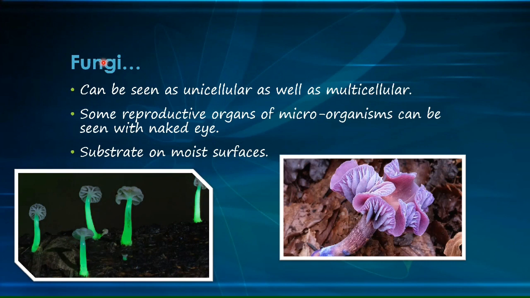So the other one is fungi. Fungi can be seen in unicellular as well as multicellular forms. Some reproductive organs of microorganisms can be seen with the naked eye. You can see here, we simply call this a mushroom. This is the reproductive organ of this fungi. And they substrate on moist surfaces. Substrate means they thrive on moist surfaces.